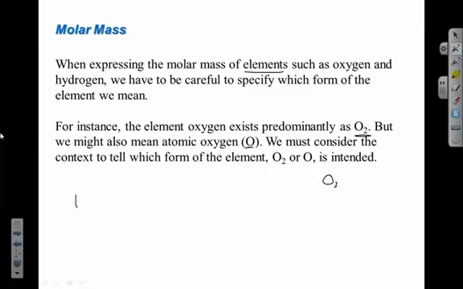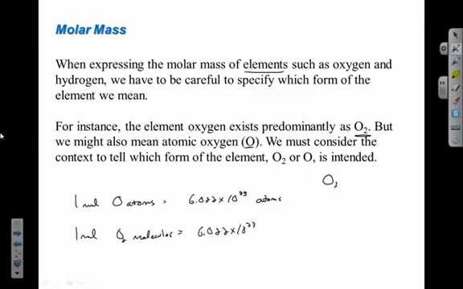Right? So if I have 1 mole of oxygen atoms, that's 6.022 times 10 to the 23rd atoms. If I have 1 mole of oxygen molecules, that's 6.022 times 10 to the 23rd molecules. Right? So, as we said, Avogadro's number doesn't carry a specific identity of the items that we're counting. It's just a number of items.